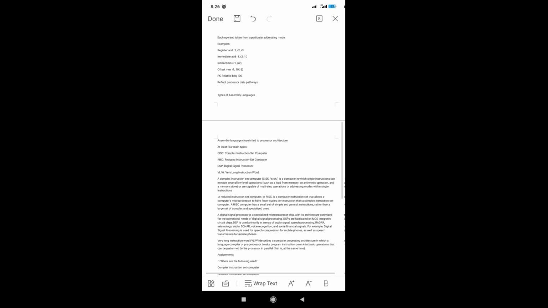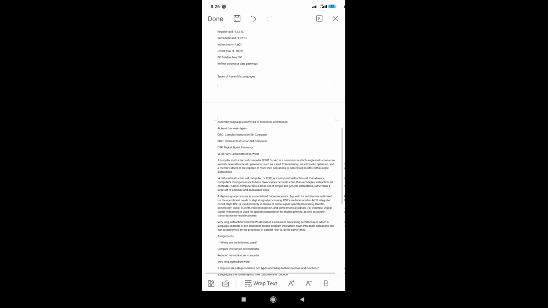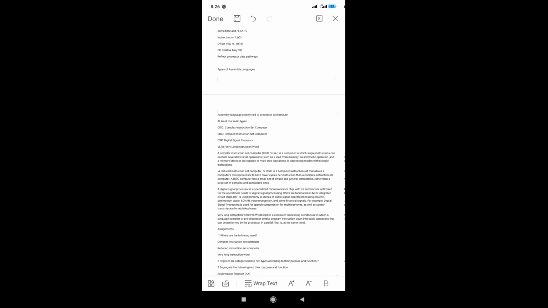The first one is the complex instruction set computer. A complex instruction set computer is a computer in which a single instruction can be executed in several low-level operations, such as a load from the memory and a memory storage.